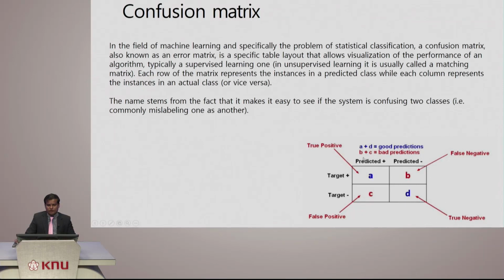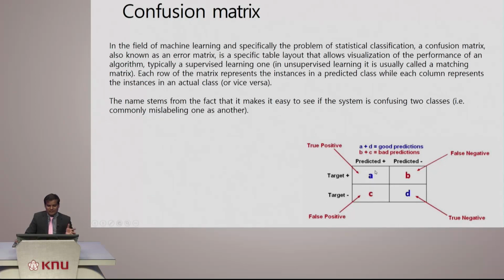Moreover, you can look at this: A plus D is a good prediction, which means whenever your classification or prediction is true positive, which is truly positive. For example, in the case of a cat and dog, if the input is dog and the output is also dog, that is true positive. And if the input is cat and the output is also cat, that is true negative.